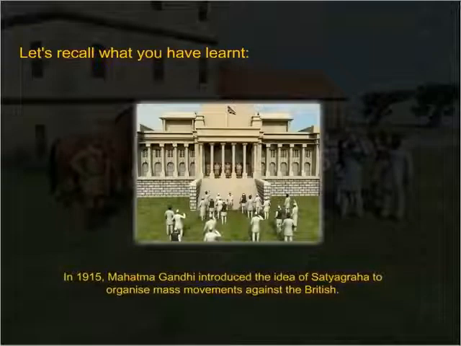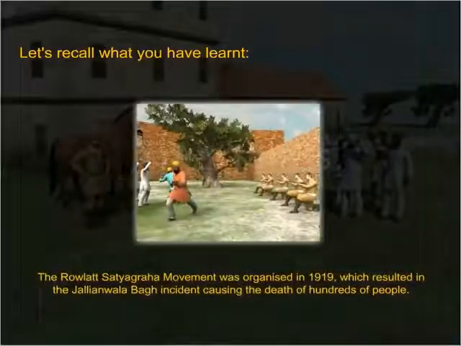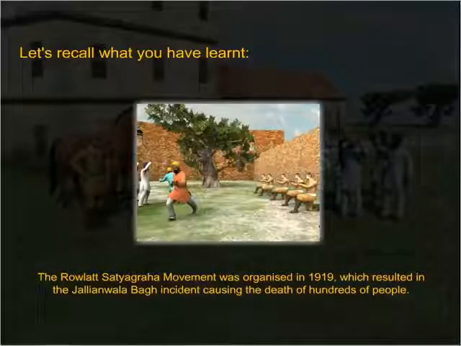In 1915, Mahatma Gandhi introduced the idea of Satyagraha to organize mass movements against the British. The Rowlatt Satyagraha movement was organized in 1919, which resulted in the Jallianwala Bagh incident, causing the death of hundreds of people.